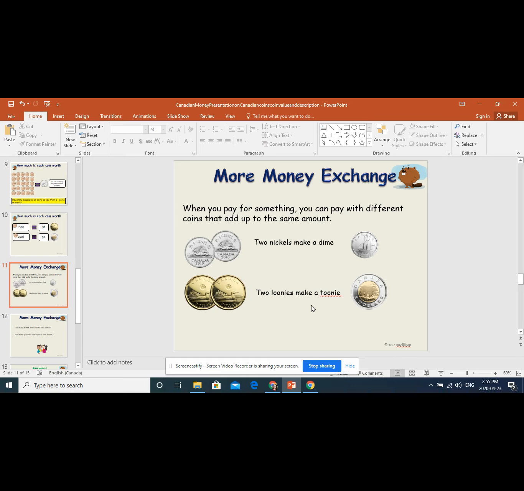Now, if something costs $2, you have lots of different ways to pay for that. But two options here are 2 loonies, which equals $2, or 1 toonie, which equals $2. Now, of course, there's lots of different combinations that you could make with coins as well, and we will be practicing that later once we learn about all the money.